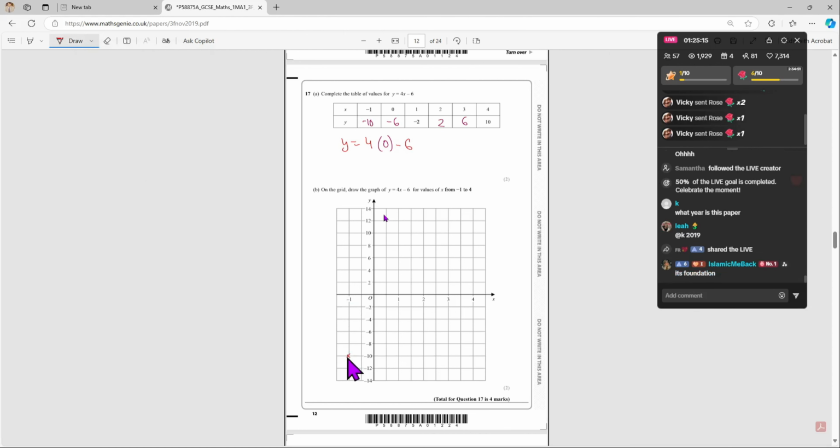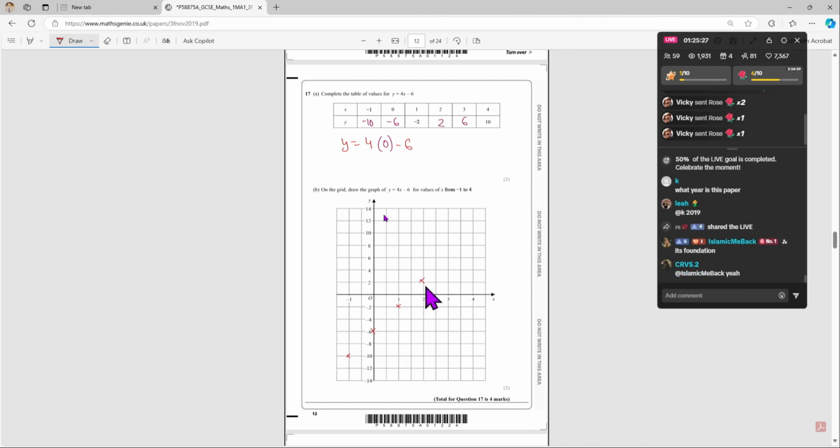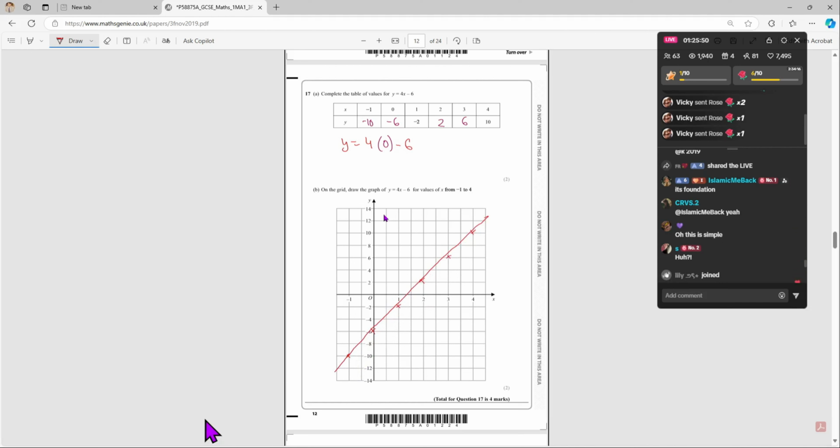So you plot that there. And then when x is equal to 0, we know that y is equal to negative 6. Plot that there. Then 1 and negative 2, and keep on plotting. When x is equal to 2, y is equal to 2, 3 gives 6, and 4 gives 10. Like that. Once we have done that, use a ruler to connect them with a straight line. Okay, and that is going to be your straight line for the graph of y is equal to 4x minus 6.